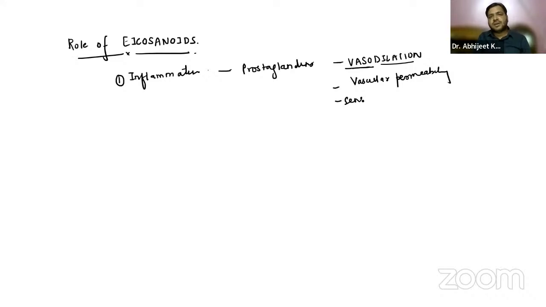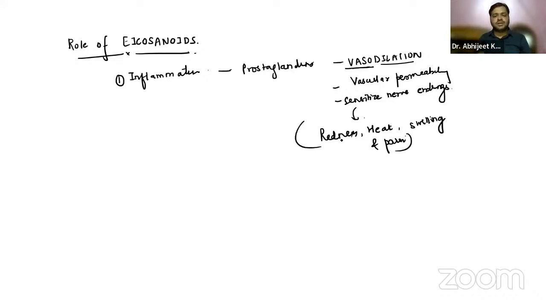They also sensitize nerve endings, right? Contributing to the signs of inflammation, such as the redness, heat, swelling, and pain, right? In inflammation, you will be discussing the rubor part and all that in the second year. But as of now, just remember this. Apart from that, we have the leukotrienes, right? They are the potent mediators of inflammation.